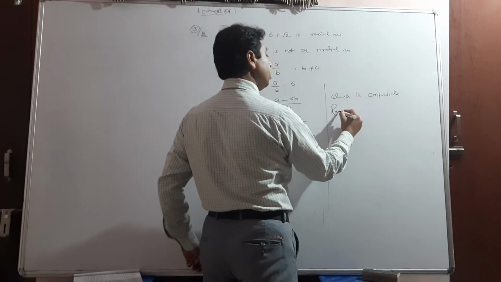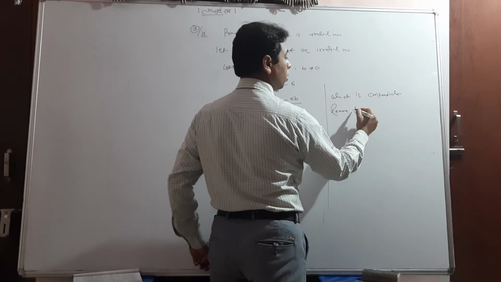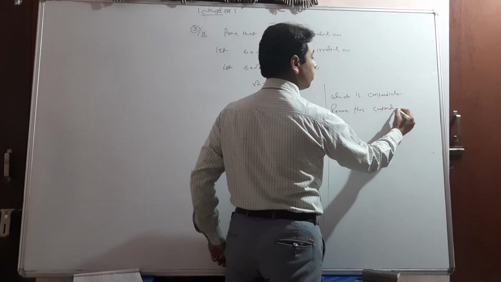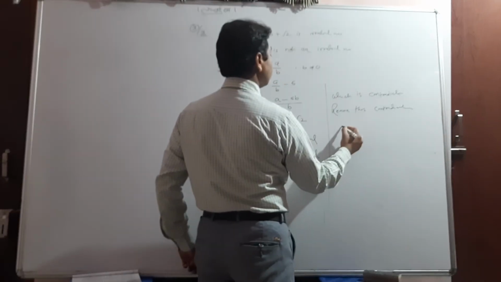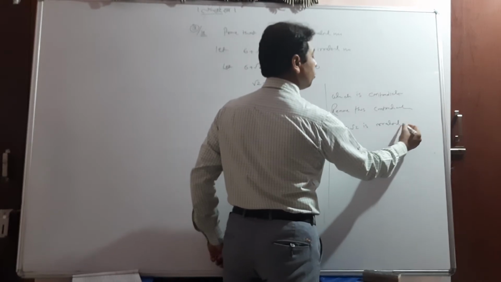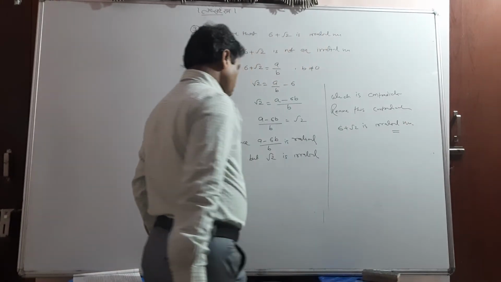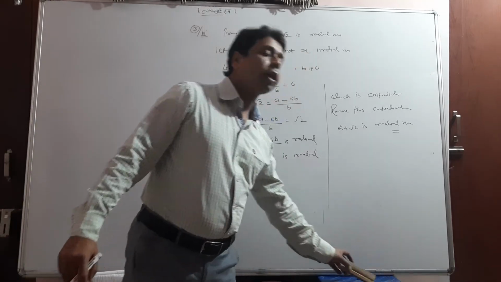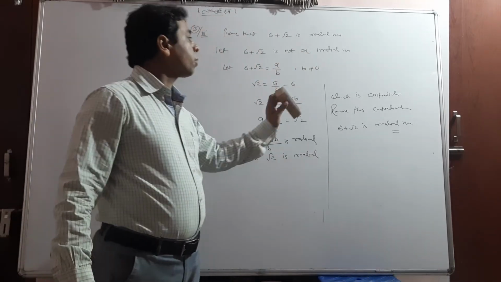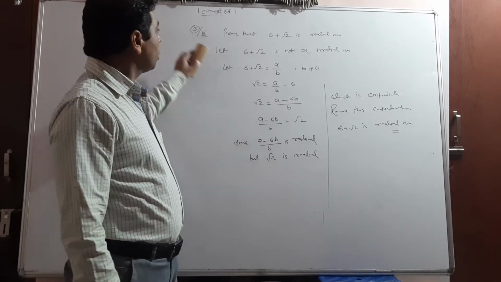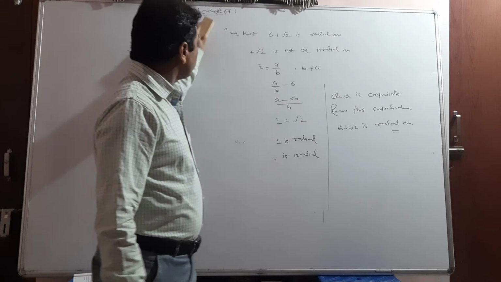Remove the contradiction. Remove this contradiction. What will you write? 6 plus root 2 is a rational number. Why am I telling you the same questions twice and thrice? I want you to follow all this in practice, and it's a very important question. So let me rub out the same question.